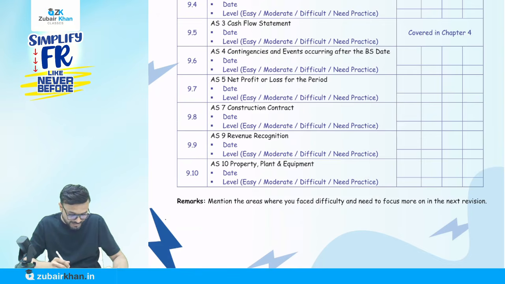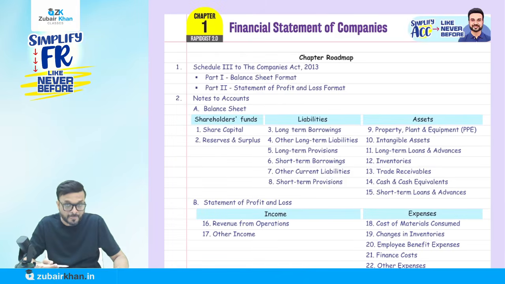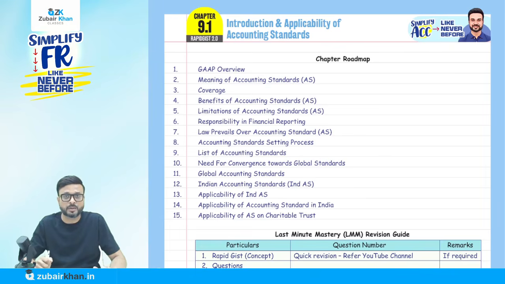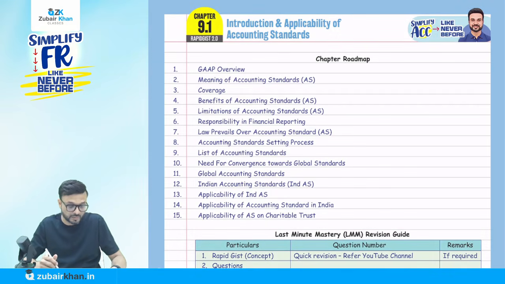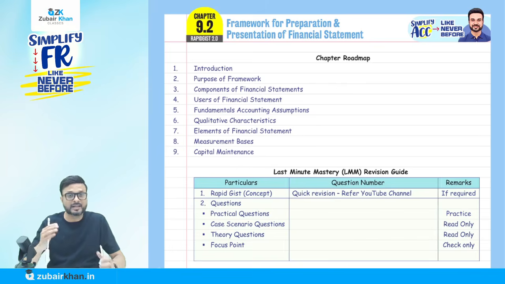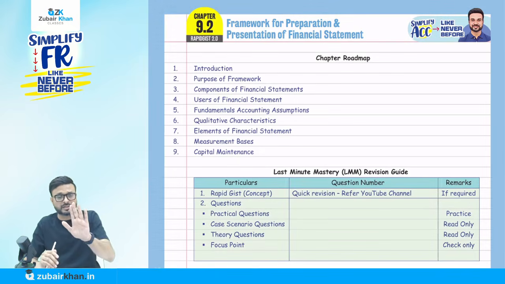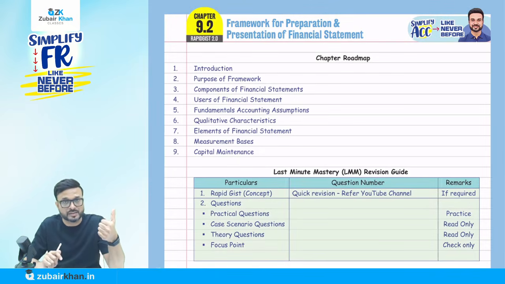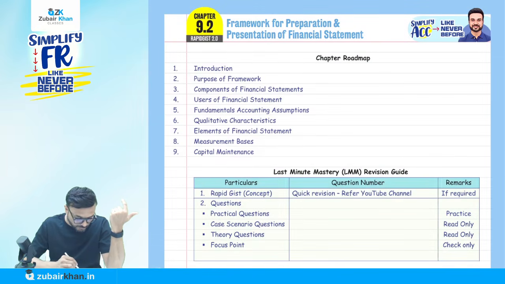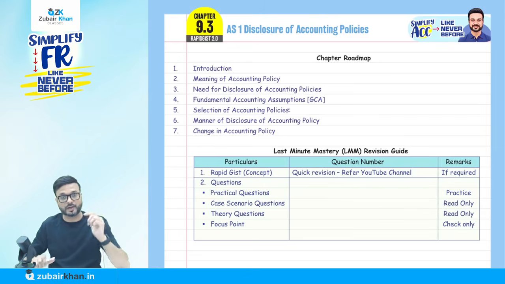Now, this is a concept book, and I'm going to start today from accounting standards. So let me go to the accounting standards. This is Accounting Standard number 1. I'm going to start from Accounting Standard 1, but don't worry about the introduction and applicability of accounting standards chapter and the framework chapter. I will cover the framework chapter later on. I'm starting with Accounting Standard 1, that is Disclosure of Accounting Policy.